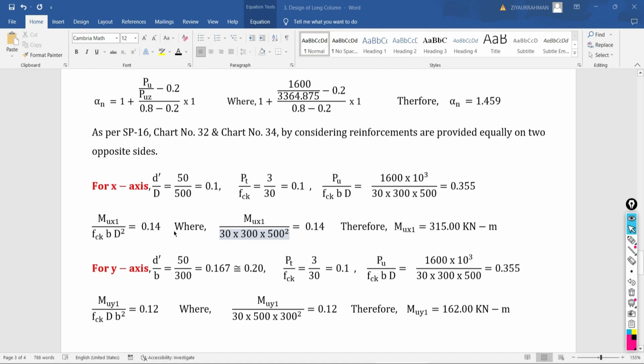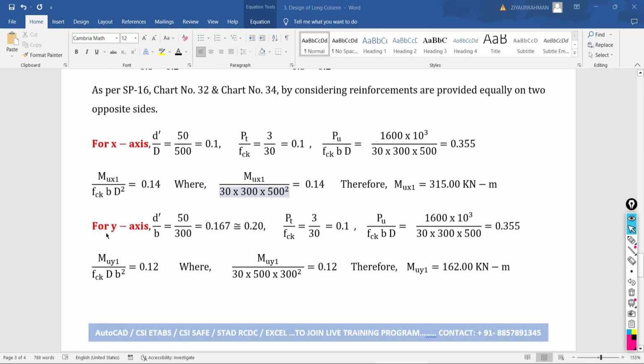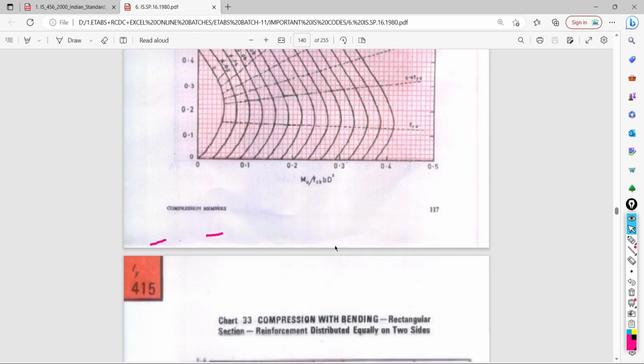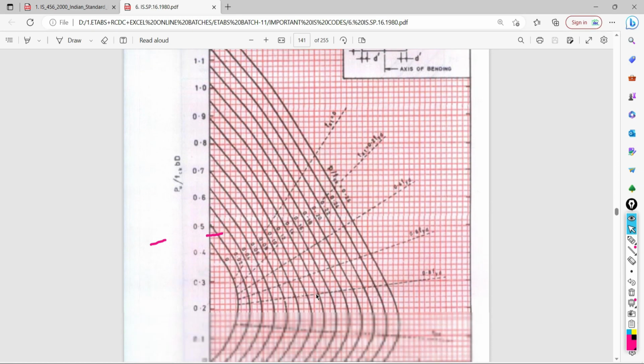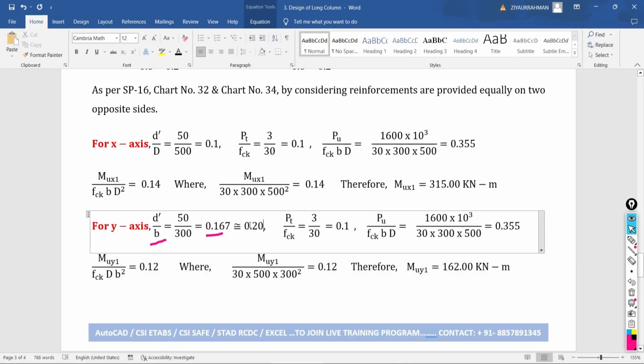Likewise, you have to do the calculation for minor axis or for the y axis. So here D dash by B, 50 divided by 300, we are getting the value as 0.167. So if we are going to find the chart for D dash by B or D dash by D as 0.167, you will not get any chart. So we have to round up this value. So I am going to round up this value as 0.2. So the chart for 0.2 is actually available.